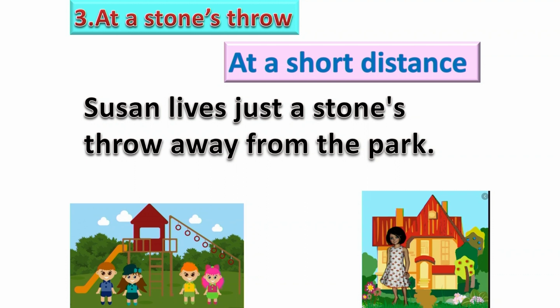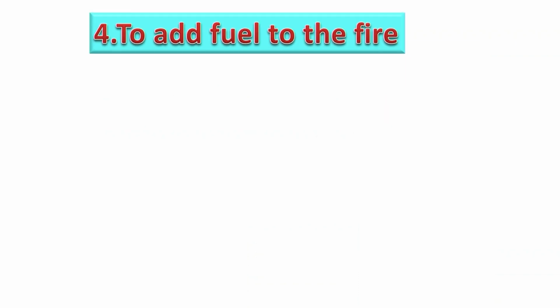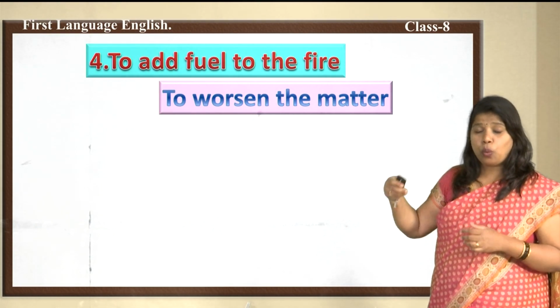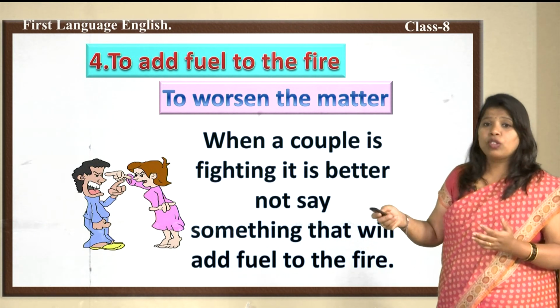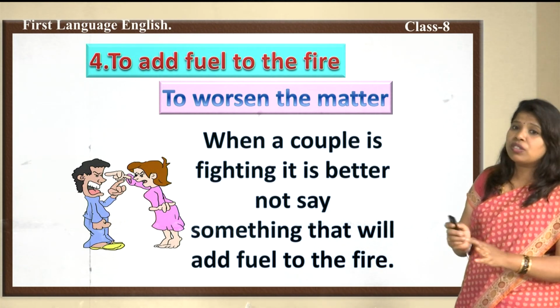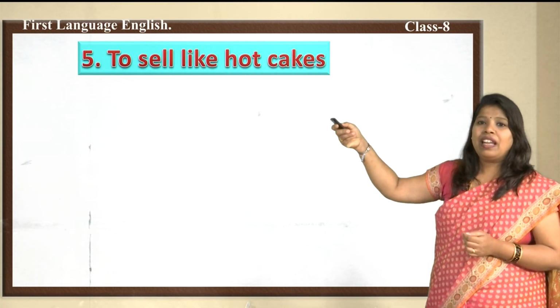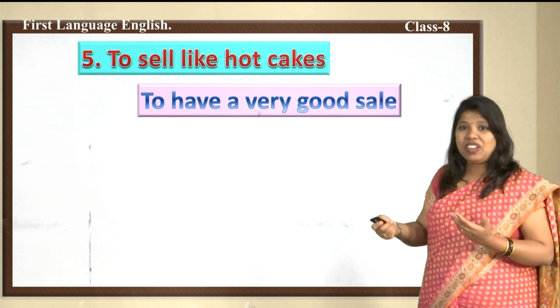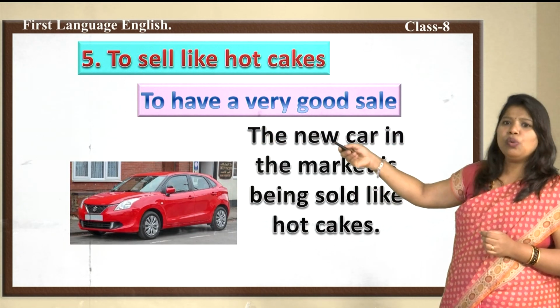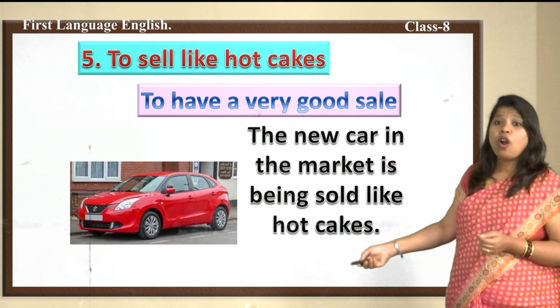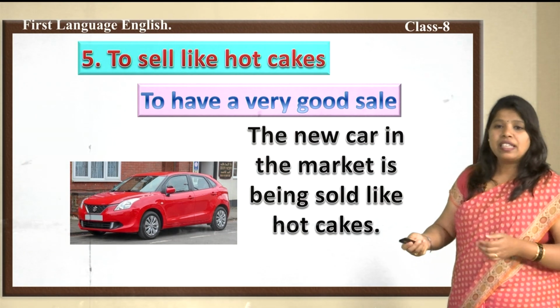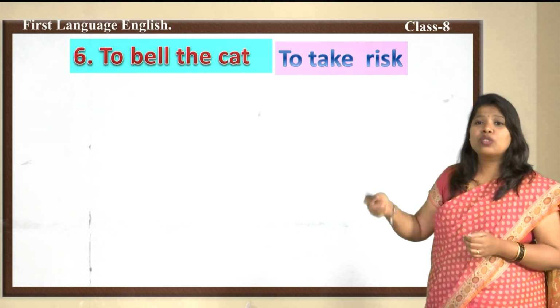Next, at a stone's throw means at a short distance. So, you can say Susan lives just a stone's throw away from the park, means at a short distance. Fourth one, to add fuel to the fire, to worsen the matter. When a couple or somebody is fighting, it is better not to say something that would add fuel to the fire. Next, to sell like hot cakes, it means to have a very good sale. So, the new car in the market is being sold like hot cakes, means it is having a very good sale. To bell the cat means to take risk.